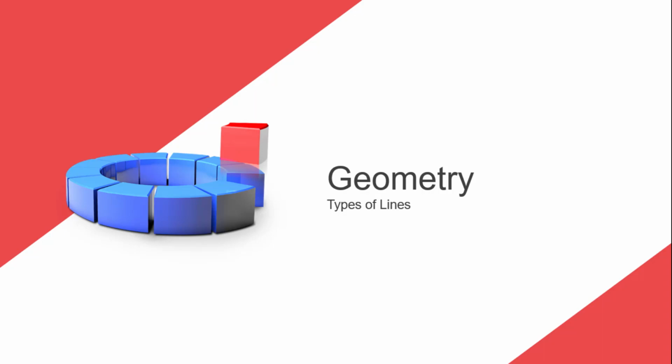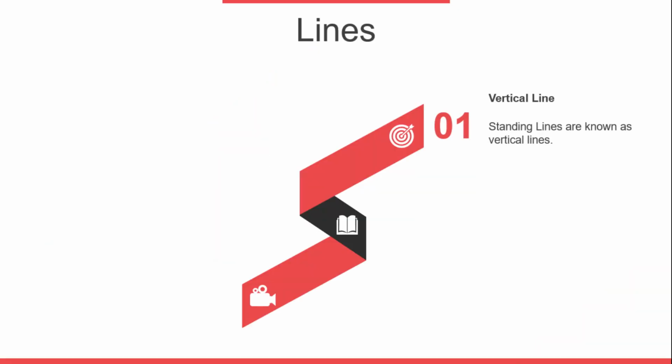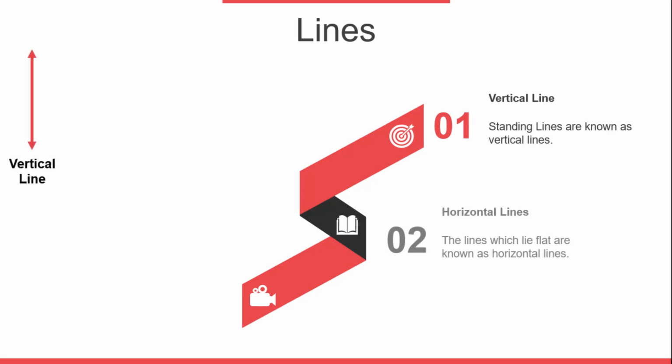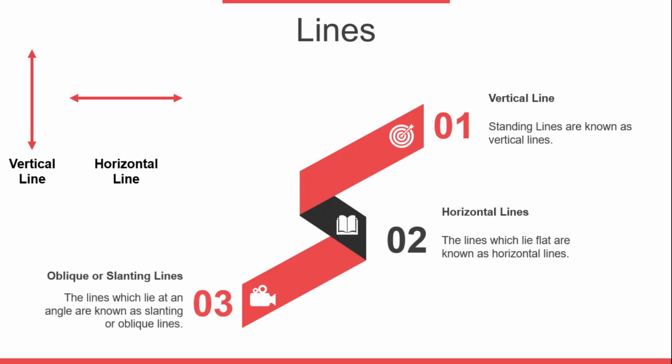The first thing that we are going to look at before we move on to types of lines is the vertical line. A vertical line is also known as a standing line, which you have learned in the earlier classes. So it looks like this. The second thing is a horizontal line, which we have already learned as a sleeping line. So this is a horizontal line. And the third thing that you have already learned in the previous classes is a slanting line, which is also known as the oblique line. It lies at a certain angle. So this is known as a slanting line.